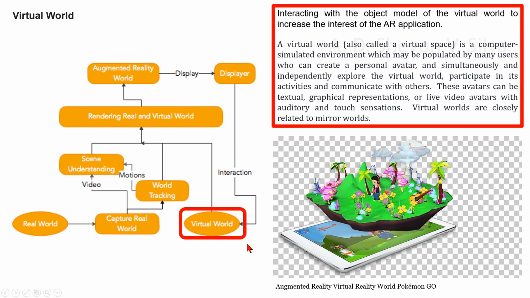These avatars can be textual, graphical representations, or live video avatars with auditory and touch sensations. Virtual worlds are closely related to mirror worlds. Here you can see augmented reality virtual reality world Pokemon Go.